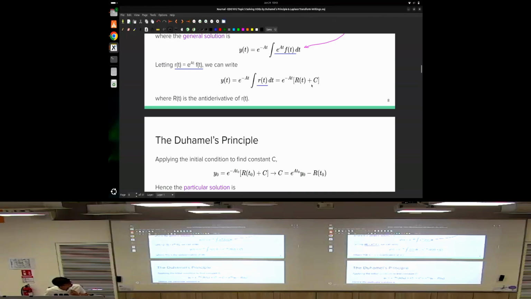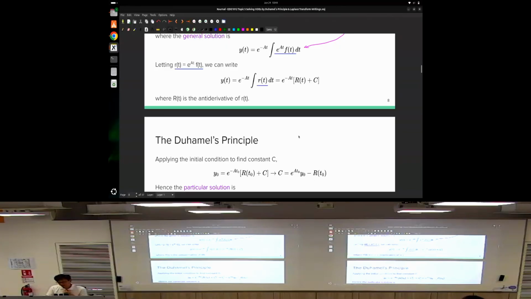Then to find c, I just apply the initial condition: at t equals t naught, y equals y naught. I just substitute y naught and t naught into the general solution, and I can find my c. So c is just e to the at naught times y naught minus r at t naught. You want to isolate c, so you divide throughout by this. So you get e to the at naught times y naught, then you bring the r of t naught across.